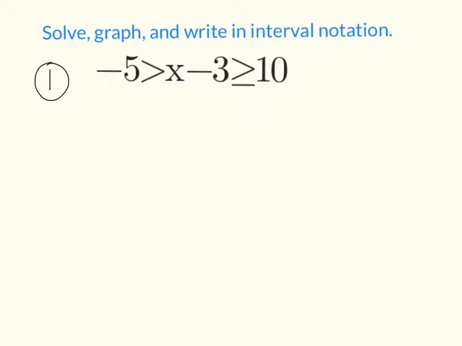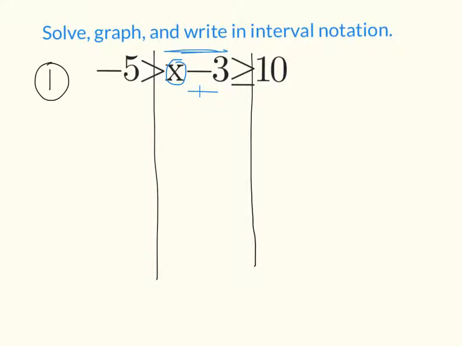All right, so the first one you can see we have two inequalities because I have an inequality here and I also have an inequality here. So I'm going to draw my line down those. Now, I still want to solve for x. So it's x minus 3 here in the middle, so I want to add 3.